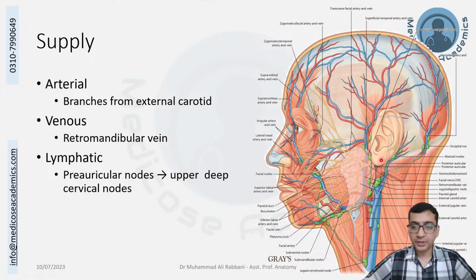The arterial supply of the parotid gland comes from the external carotid artery. The venous drainage goes to the retromandibular vein. The lymphatic drainage goes into the pre-auricular group of lymph nodes, and these are the deepest structures present in the parotid gland.